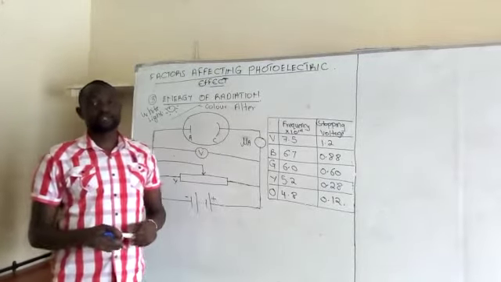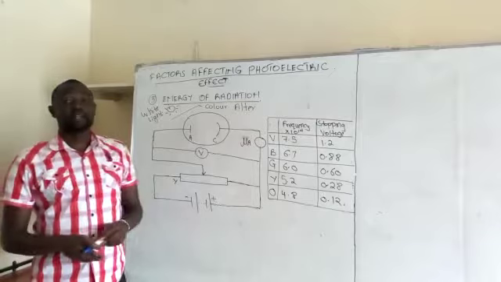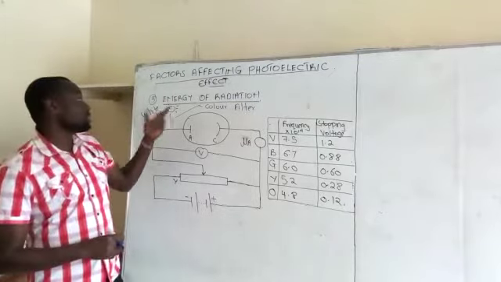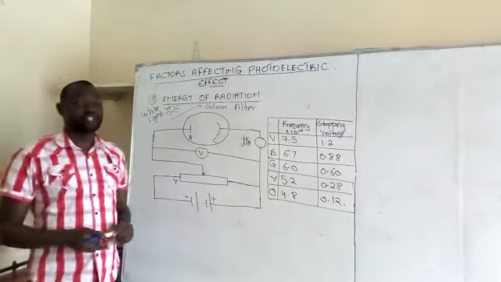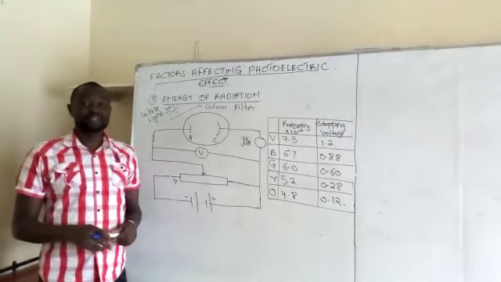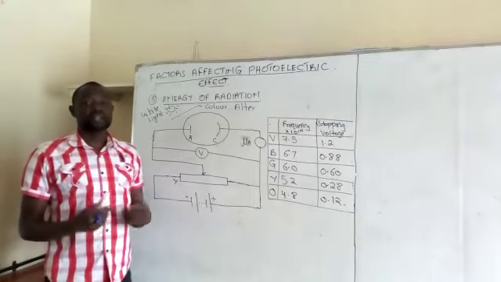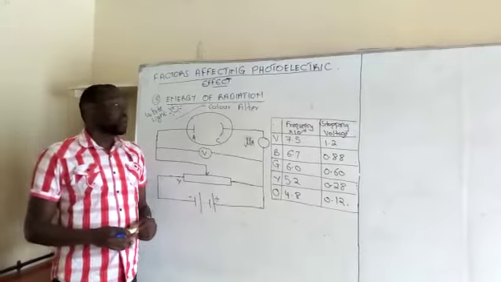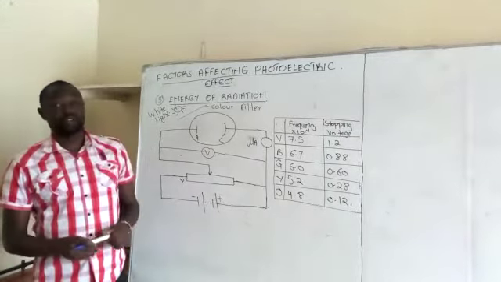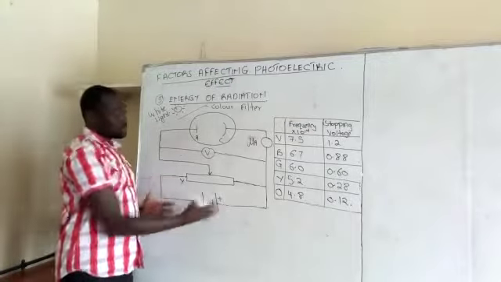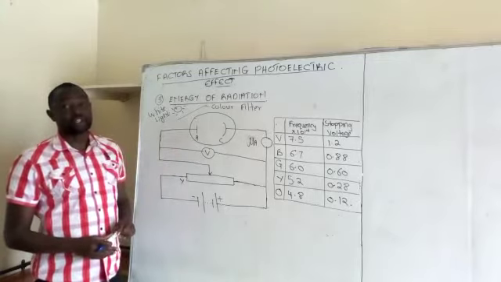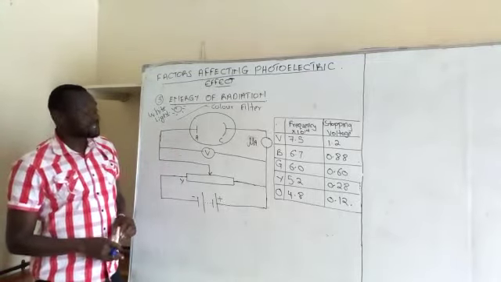So welcome back to this session. We are still on factors that affect photoelectric effect, and we are on to our third factor, the energy of the radiation. In the other session, we looked at the intensity of the radiation and also the type of metal. And here is our last factor, the energy of the radiation. We can use this simple setup to see how the energy of a radiation affects photoelectric effect.